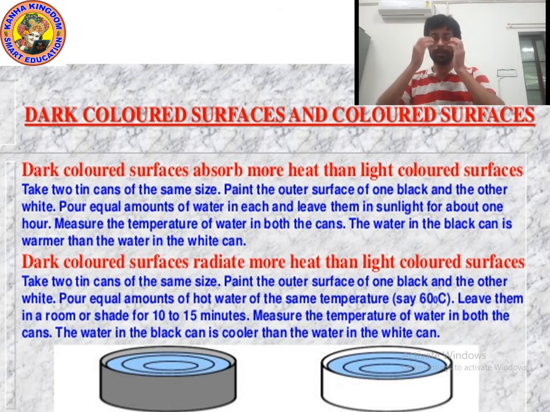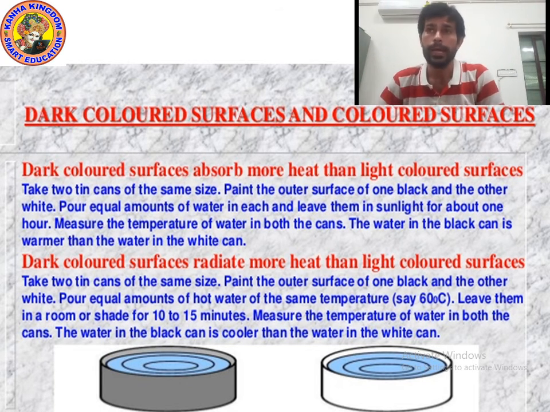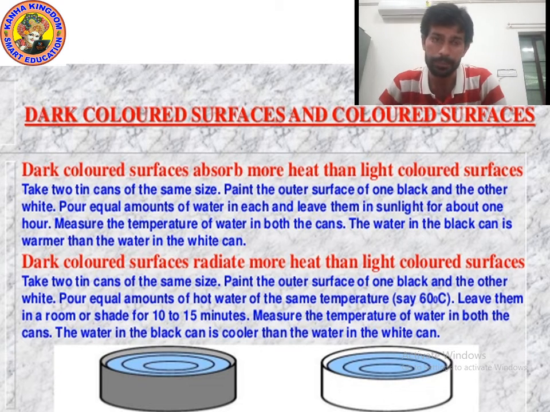Okay kids, now let's talk about the dark color. Dark color actually absorbs more heat. You know, dark color surfaces, even your dark color clothes, absorb more heat. They become heated faster in comparison to other colors.